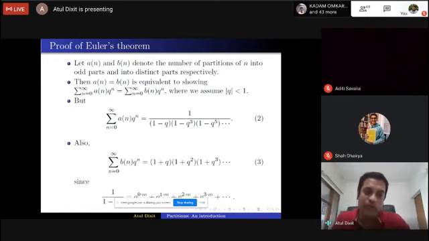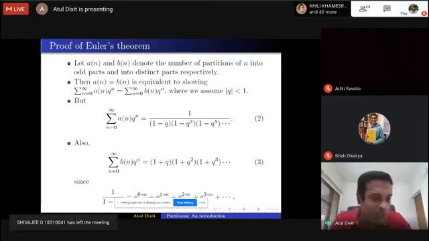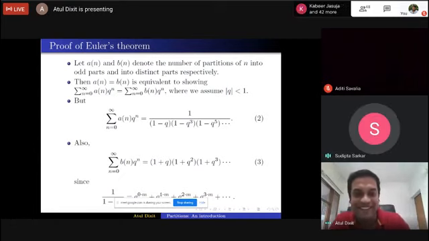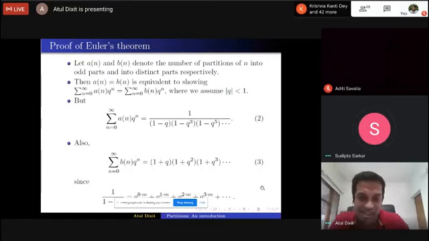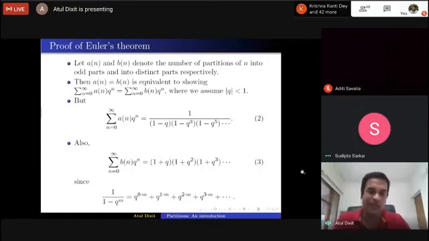By the way, is the last line visible? That 1 upon 1 minus q to the n. Is that visible? Sudipto, maybe you can hide that. Okay.